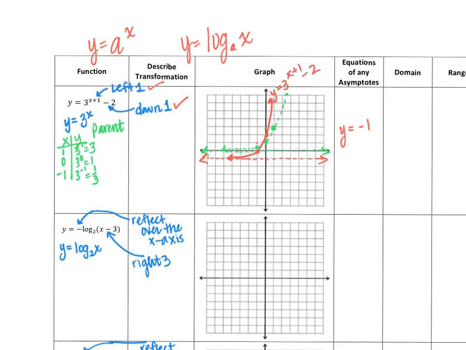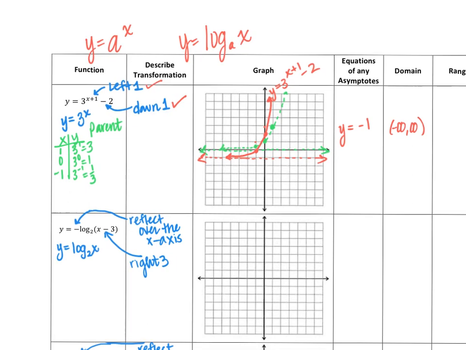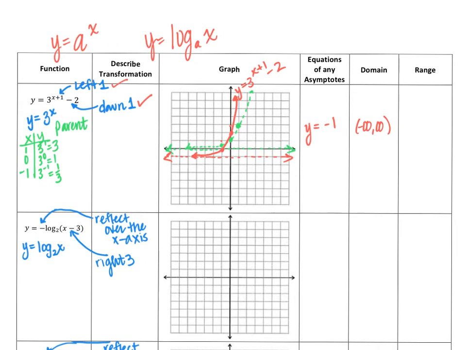Now the domain for our exponential functions are always going to be -infinity to infinity, because you can plug in anything for our exponents. But the thing that will change is our range. So normally it's from 0 to infinity, but because I shifted down 1, it'll be -1 to infinity now.